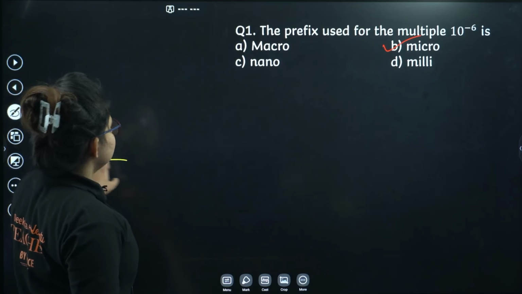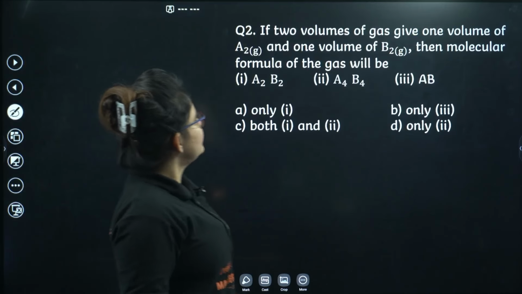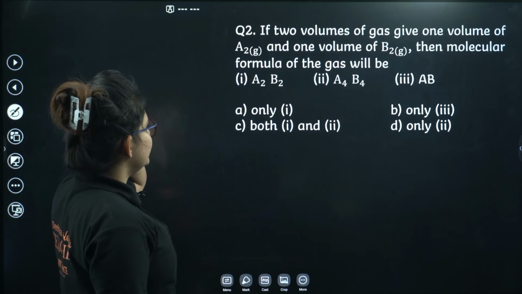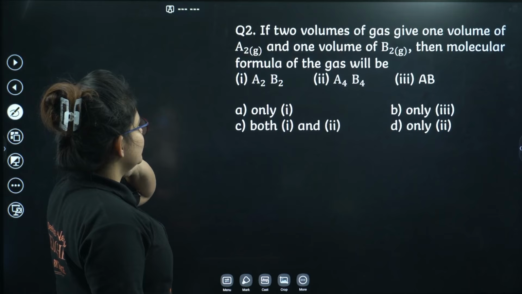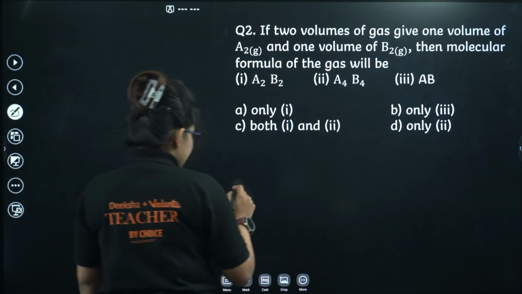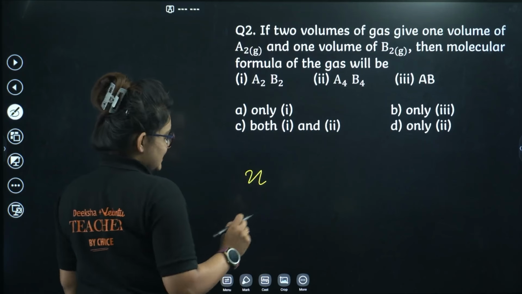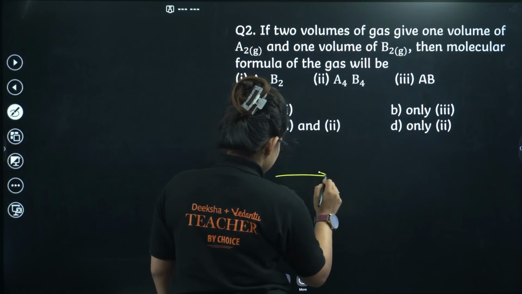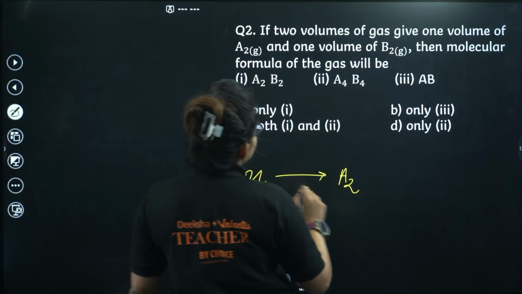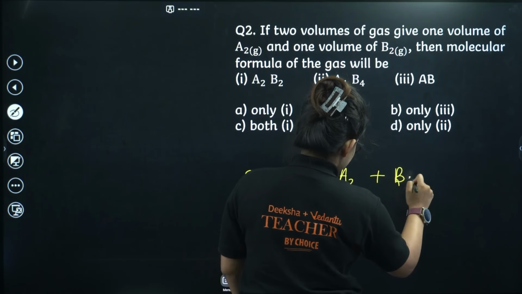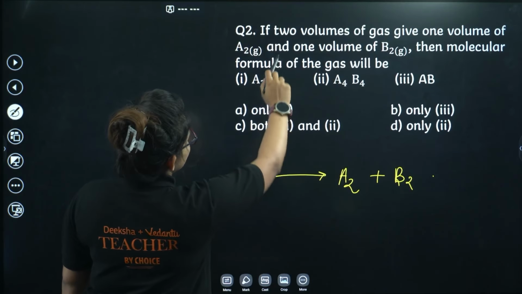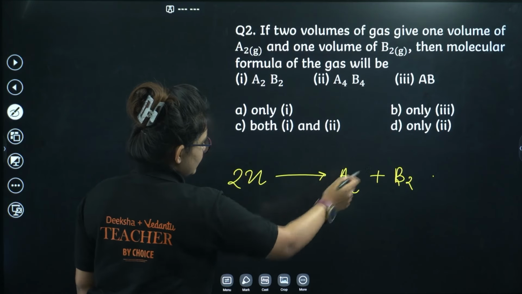Let's proceed further. Here you can see, if two volumes of gas give one volume of A2 and one volume of B2, then the molecular formula of the gas will be. So basically what it is saying is, let's say X is the gas, it is giving one volume of A2 plus one volume of B2. In order to balance, this must be two volumes of the gas. So 2X is giving A2 and B2.